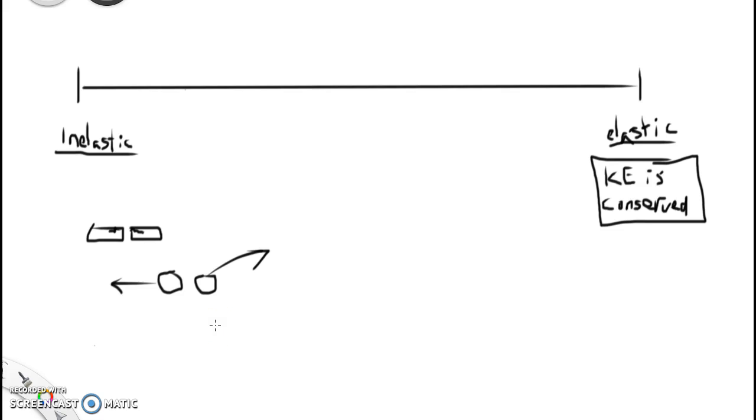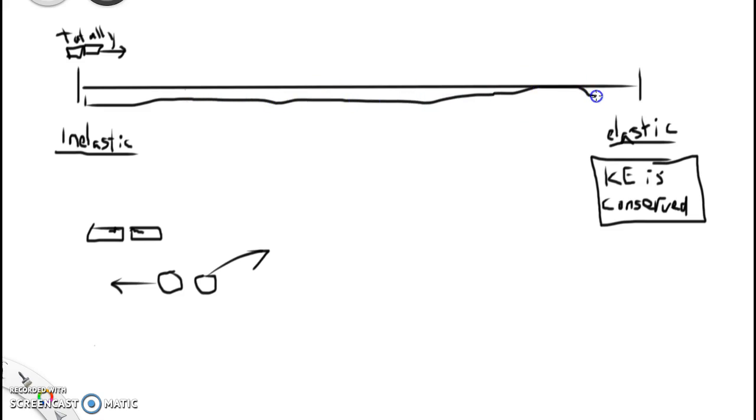Really, all collisions, whether they stick 100% together, so you have two objects that slide and stick together and keep moving together, that would be a totally inelastic collision. Then we have this whole region of partially inelastic collisions where maybe the objects don't completely stick together, but at least they partially stick together. And then at the very end we have this region of elastic collisions where no energy is lost in the collision and kinetic energy is conserved.